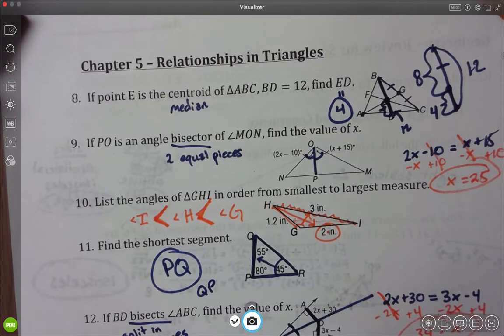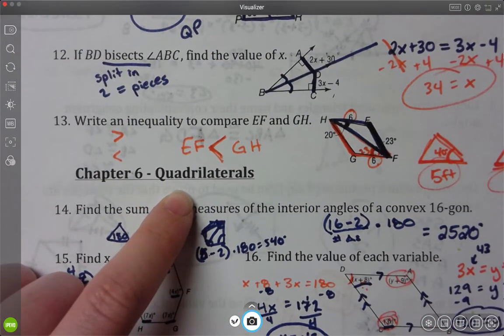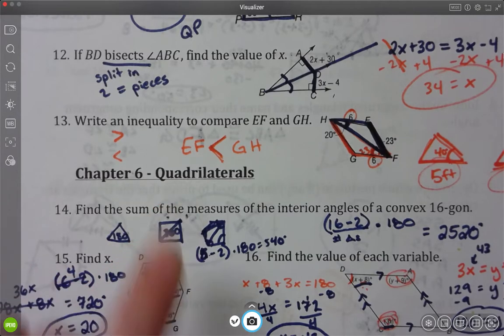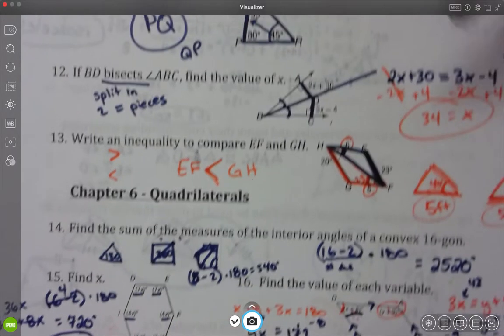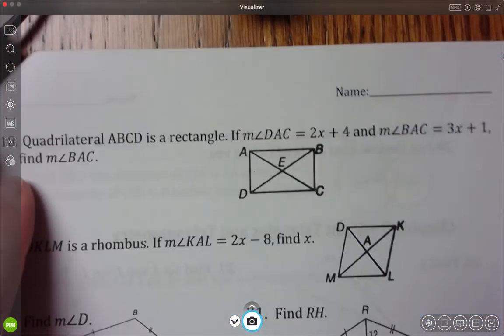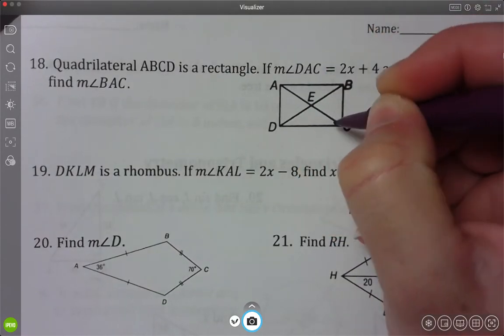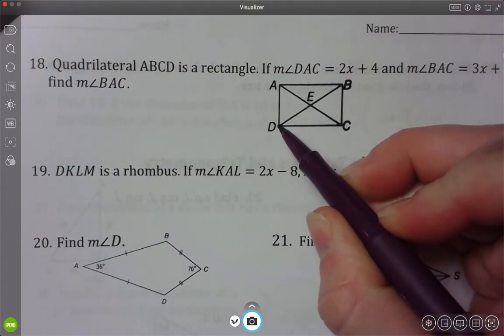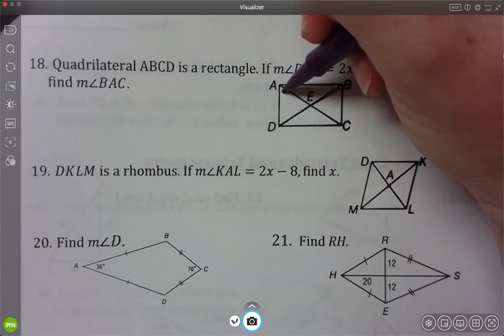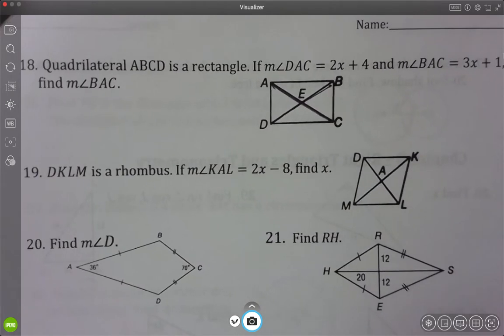So these are all down here. These are all like parallelograms, squares, rectangles, rhombus, kite, those type of things, okay? So they're going to give us some qualities up here for number 18, and it says that this guy is a rectangle. So we know that each one of these is right angles. We also know that the length from D to B is the same as the length from A to C, you know, those type of things. So let's see what it gives us.